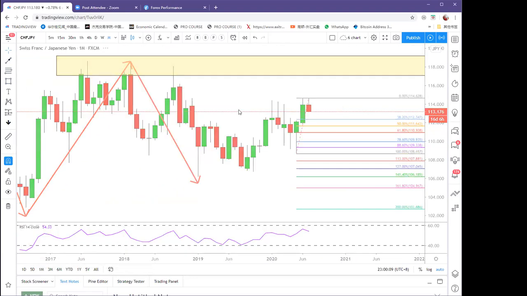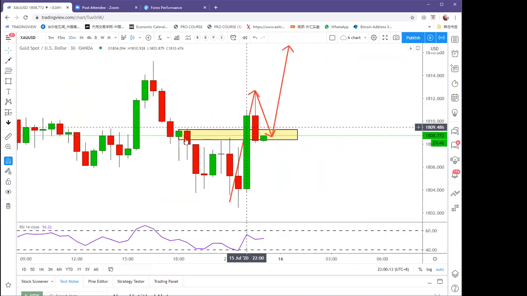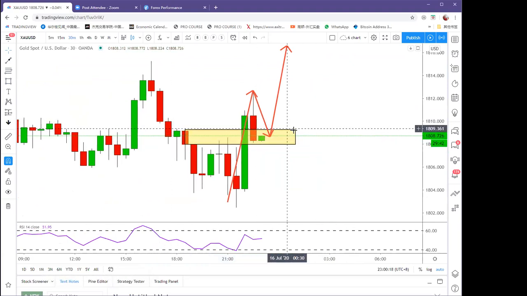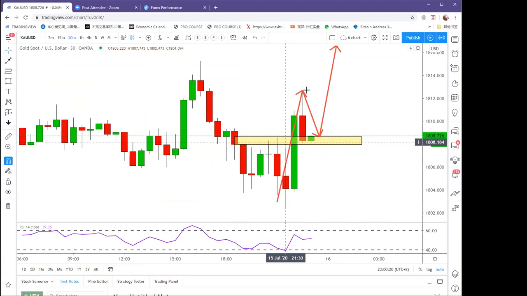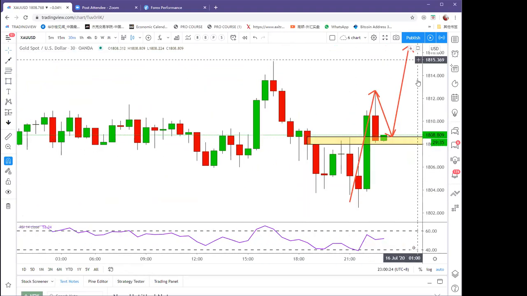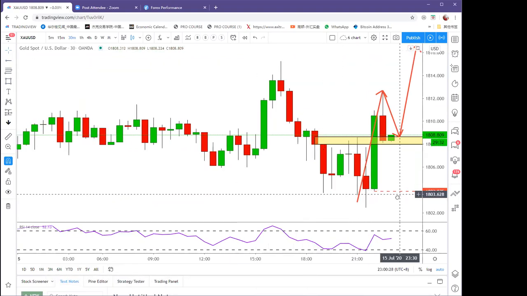Gold, can you buy now? Sure, you can buy now. It's exactly the same place I mentioned, right? You can consider buying gold right now. It's okay, why not? It's a breakout, right? Breakout, pullback, and you buy. Put your stop loss below here.